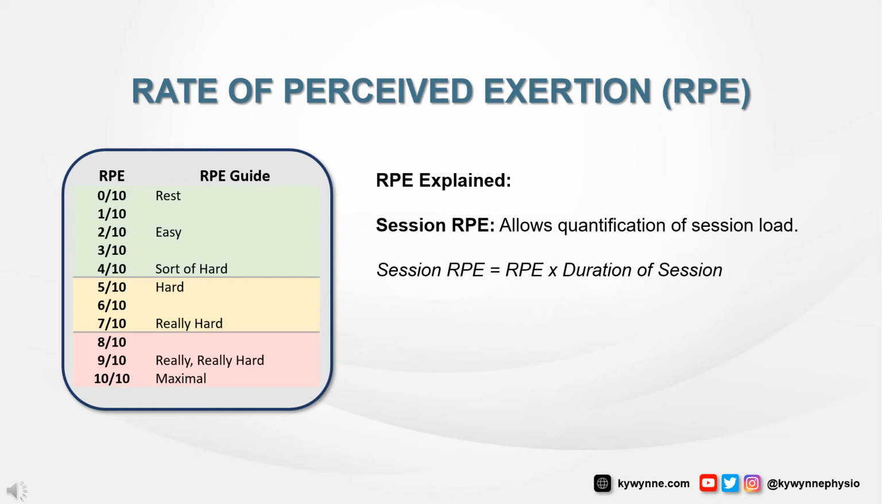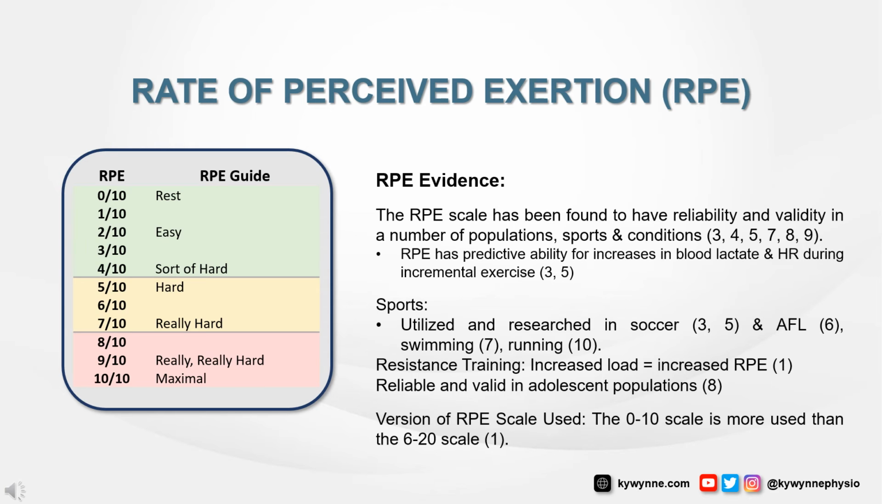Session RPE is a further way of quantifying training load. It utilizes your RPE score from 0 to 10 multiplied by the duration of your training session. This gives a score in arbitrary units which can be used by your coach or trainer to monitor and progress your training load.